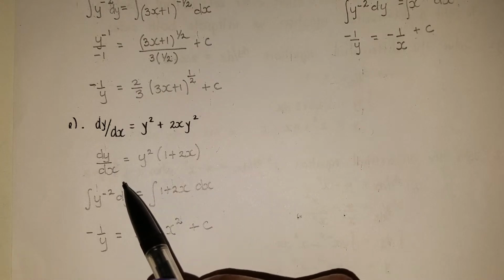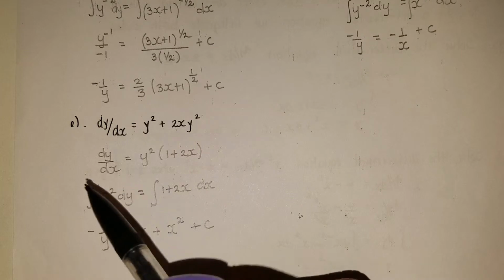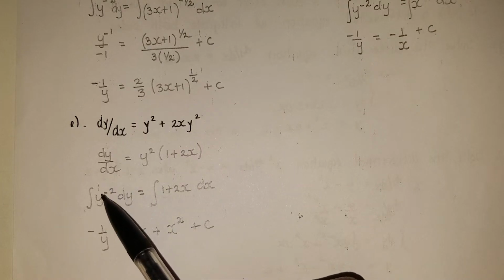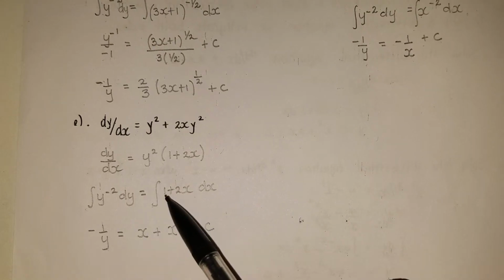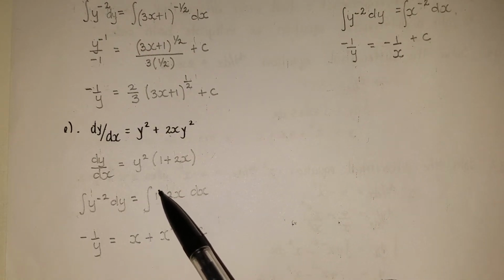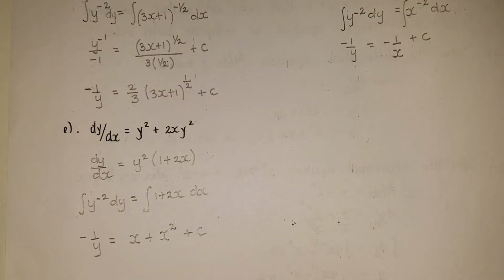So now that the variables are separated, we will integrate each side. Once more, if we integrate y raised to negative 2, we'll get negative 1 over y. On this side, if we integrate 1, we'll get x, and if we integrate 2x, we get x squared. Plus c goes at the end.